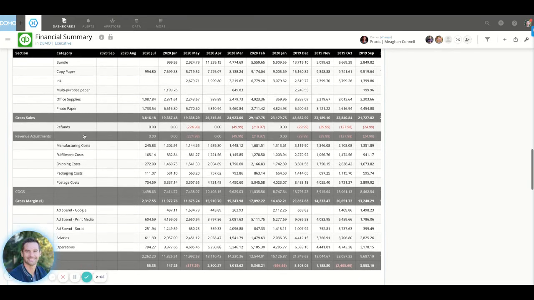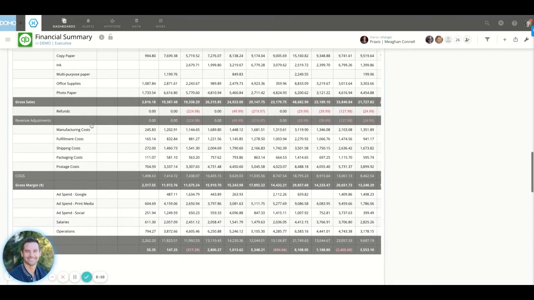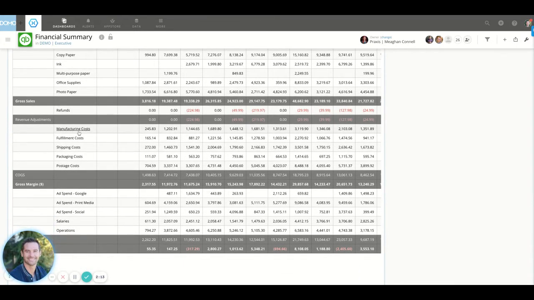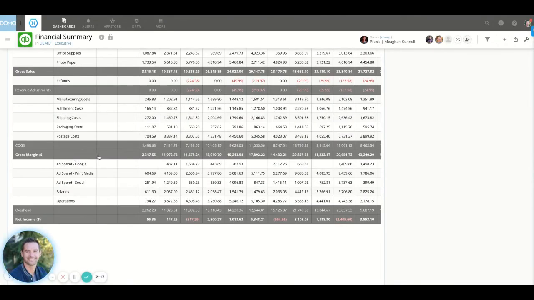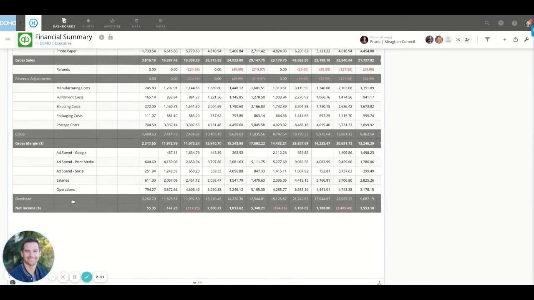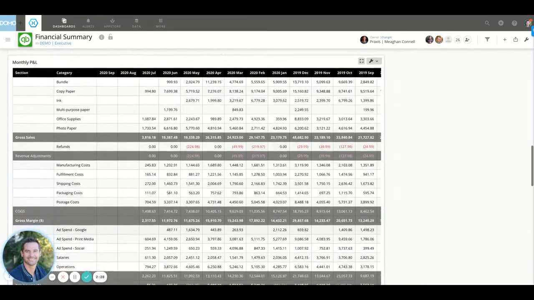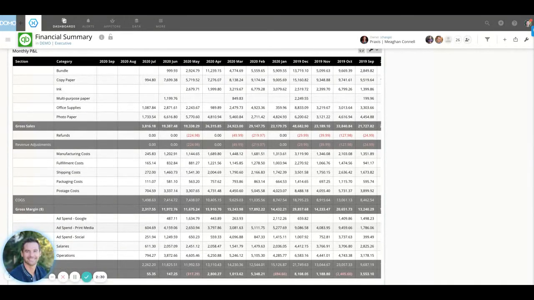But I can account for my refunds after all my gross sales. I can do my revenue adjustments along our major areas of expenses and revenue adjustments. Our COGS, get our gross margin, then add in some other expense categories to add that all up and give me my net income as I go throughout my months. So really a great view to see how the trend is going with our profit and loss.